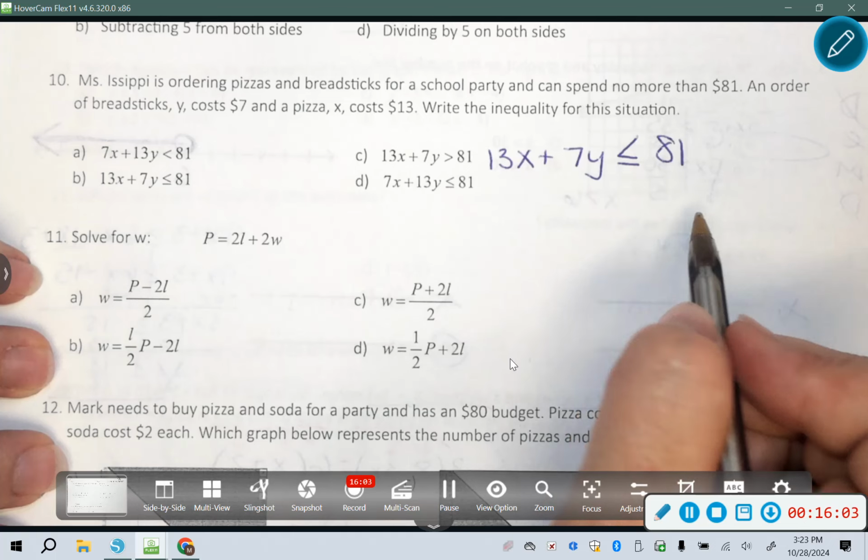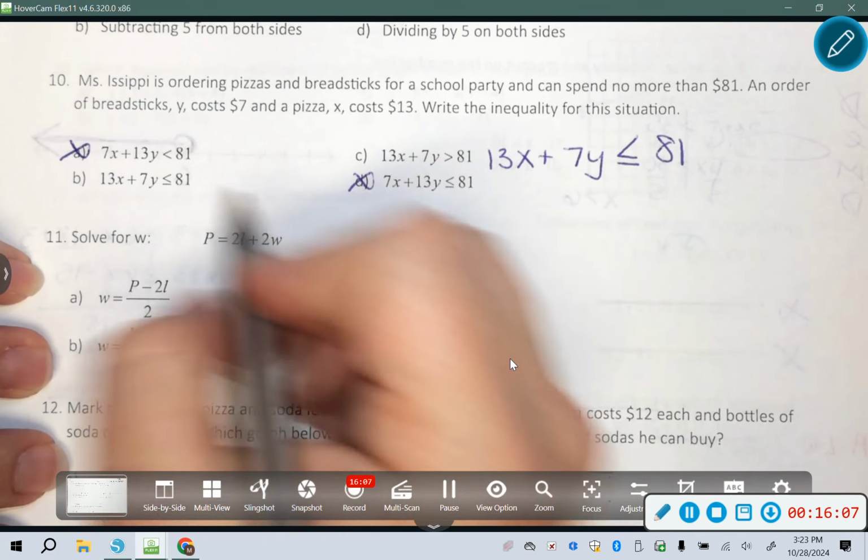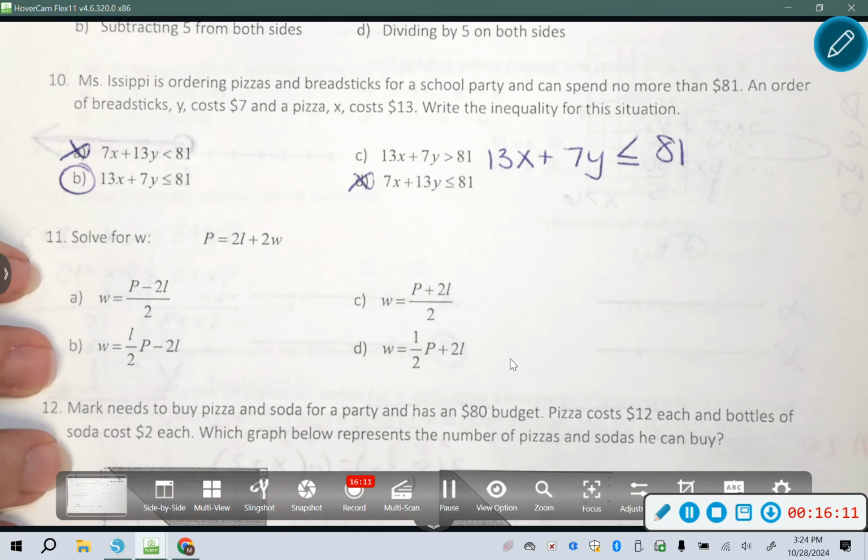Well, there's my inequality. So I know 13x. Plus 7y is less than or equal to 81. So B is my answer.